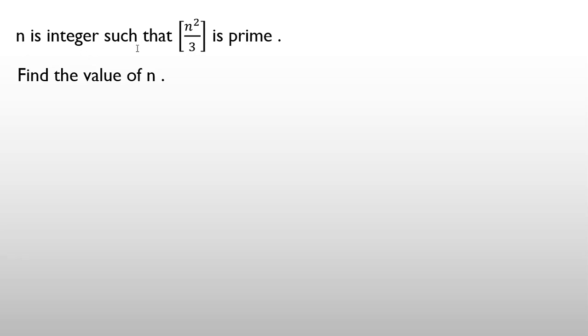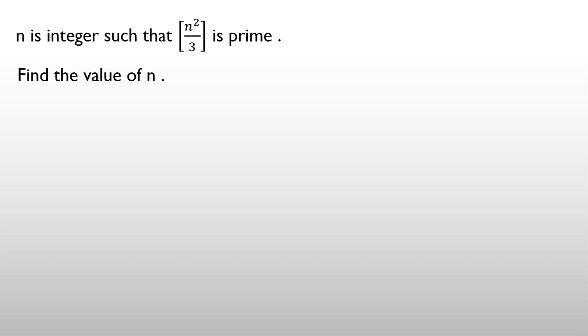n is an integer such that the integer part of n squared over 3 is prime. We can call this sign the integer part, or someone says GIF, or floor of n. Find the value of n.